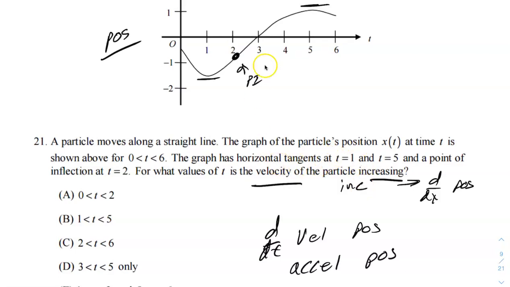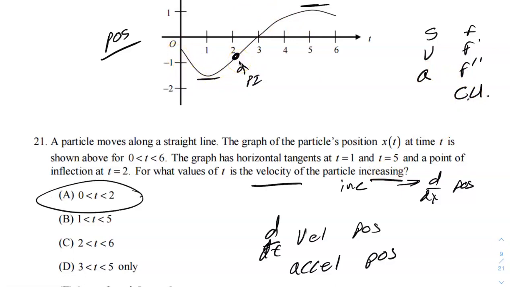Now, if you remember when we're talking about a graph like this, it's displacement, velocity, acceleration, original function, derivative, second derivative. So in this case, since we start with position, it would be a lot different if we started with velocity. It would be a totally different problem. But this is our derivative function. So I'm looking at the second derivative, which tells me concavity. And so I'm looking for where it's positive, so I'm looking for concave up. Where is this graph concave up? From 0 to 2. So it's A.